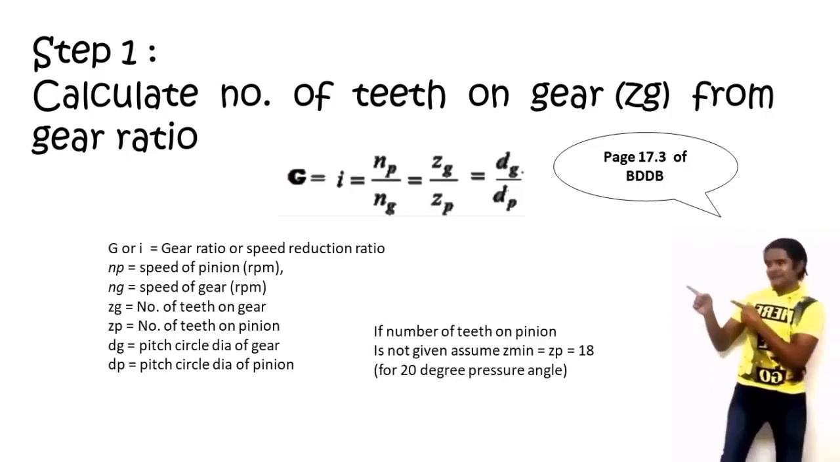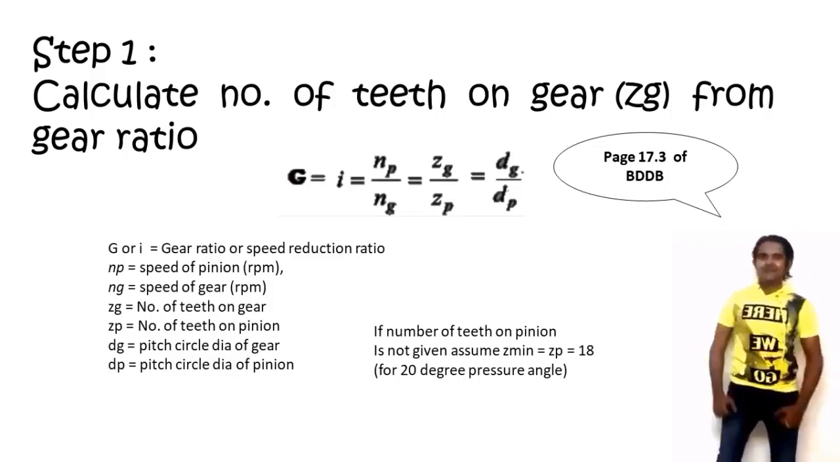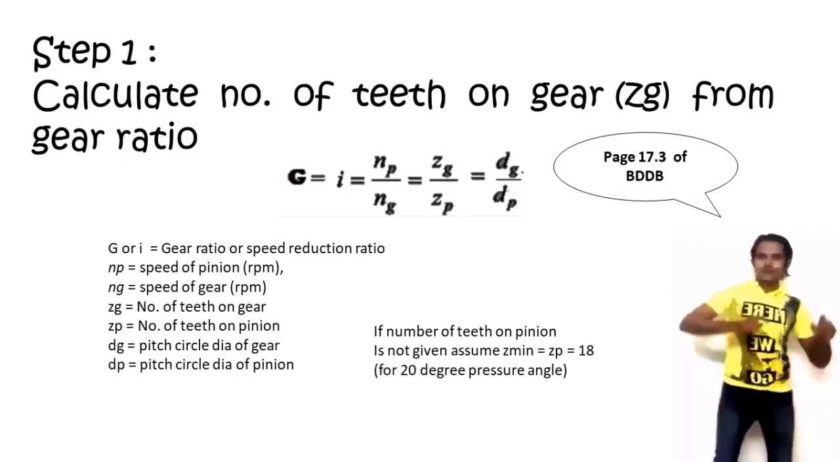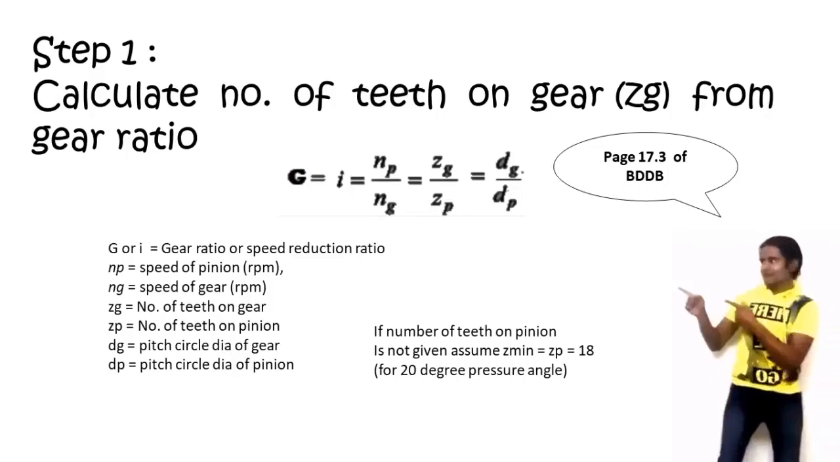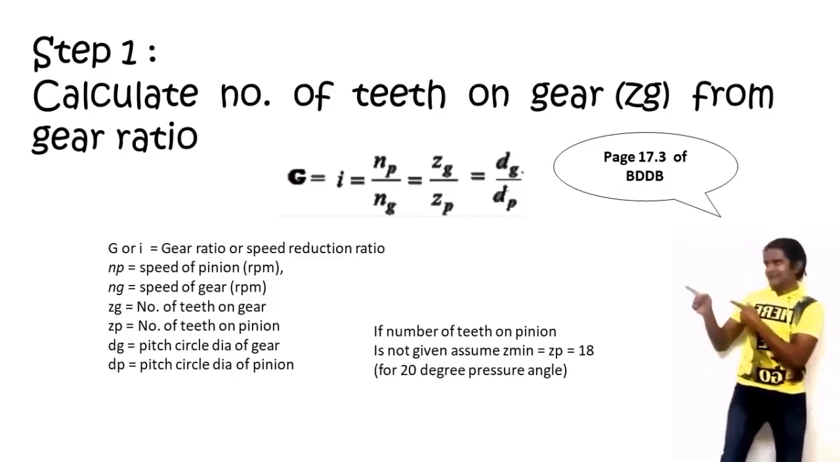Now, sometimes the number of teeth on pinion will be given to you in the numerical, but if it is not given, then you have to assume it. For 20-degree pressure angle, you can assume Z minimum as 18 teeth. You can assume ZP, number of teeth on pinion, as 18.